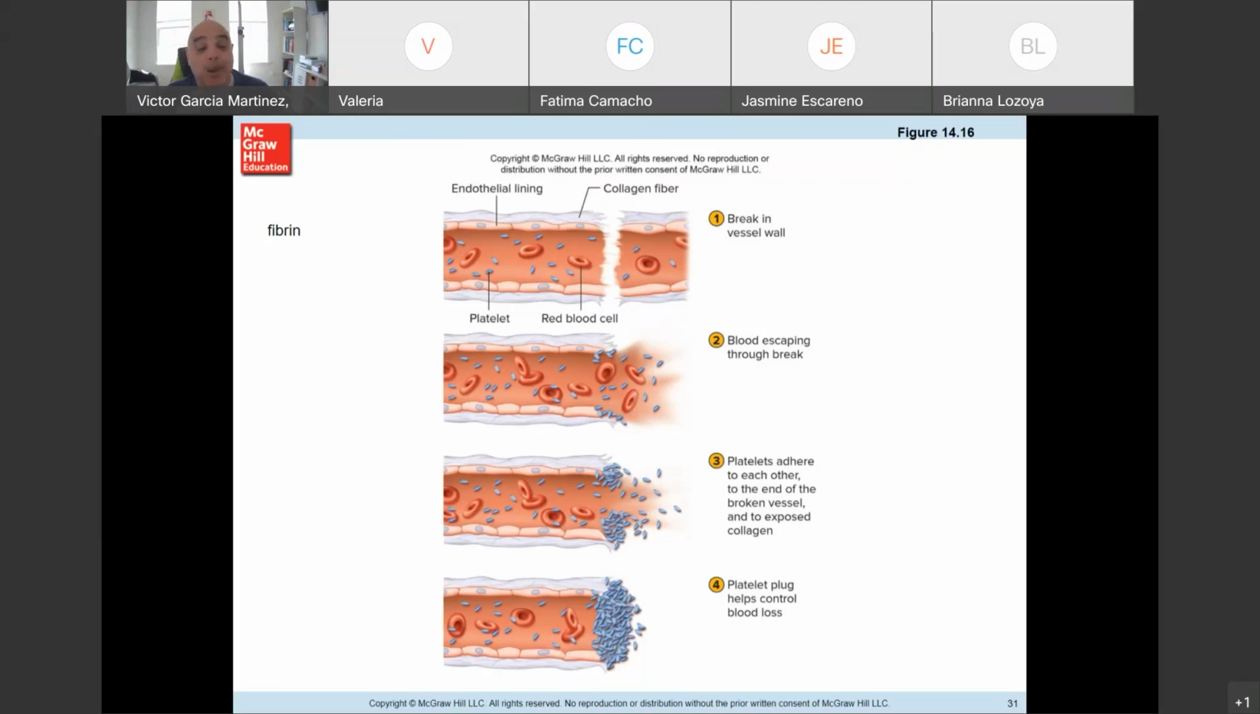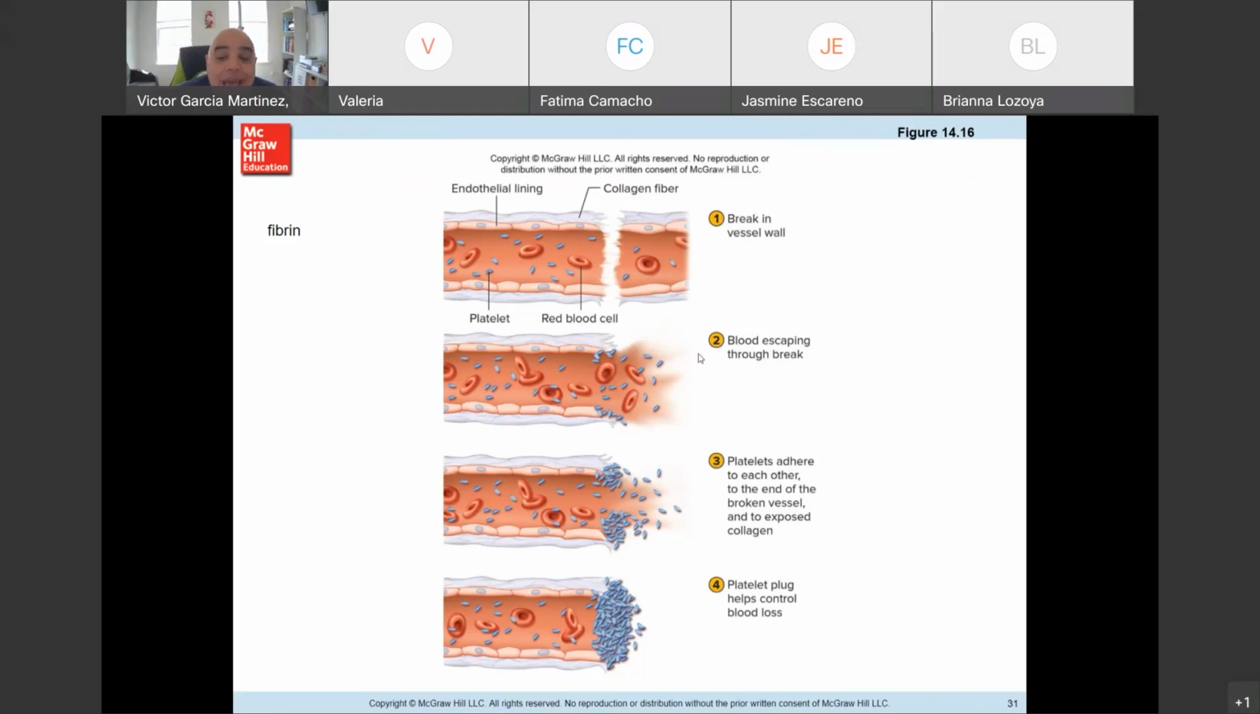The damage could be from the external part, like a wound, or it could be an internal damage. For example, if you have a condition called vasculitis, which is the inflammation of the blood vessel, or if you have a plaque made of fat inside of the blood vessel, then you're going to have the same process because you're damaging the blood vessel. Then the first step is when you have a blood vessel with any damage. Again, it could be because of external causes or internal causes.